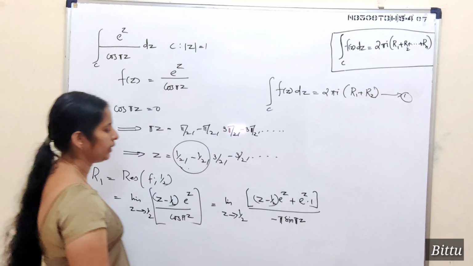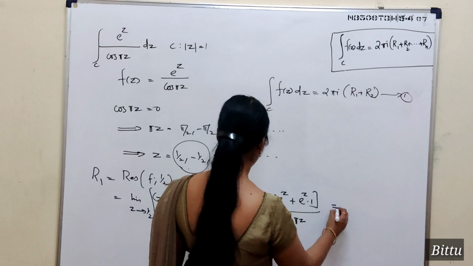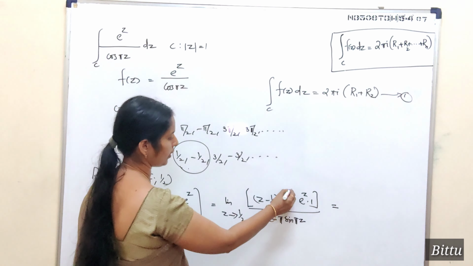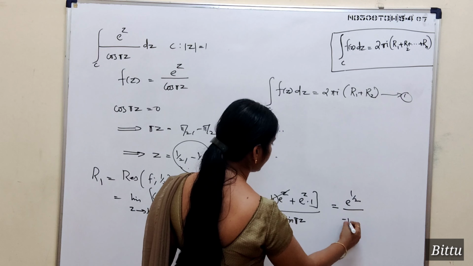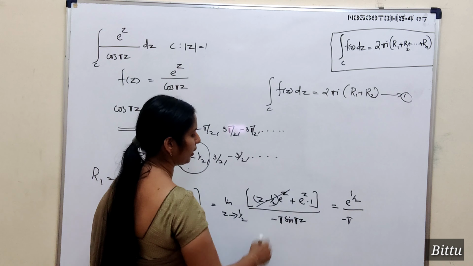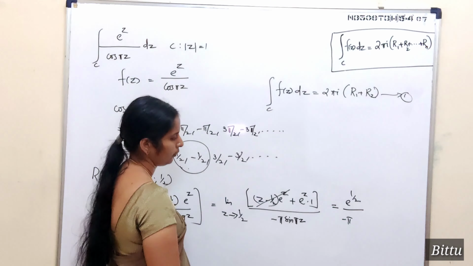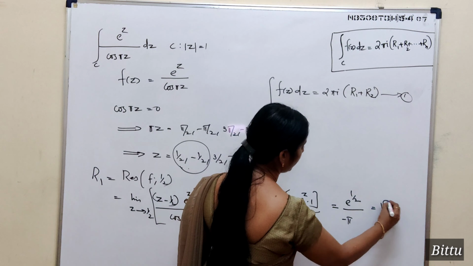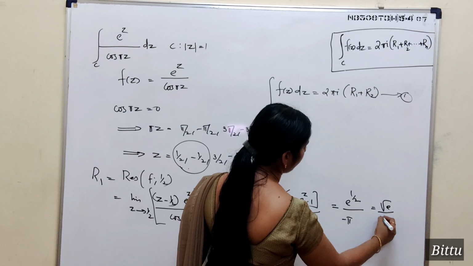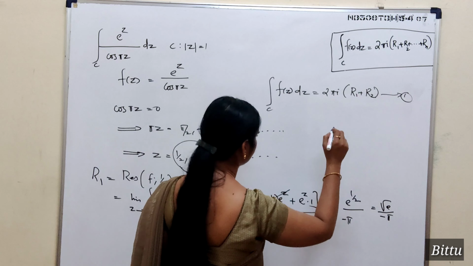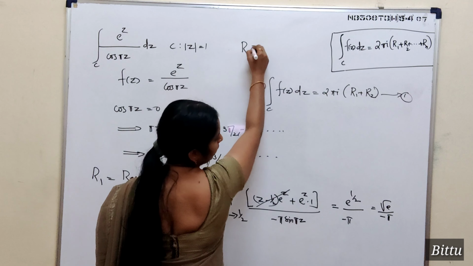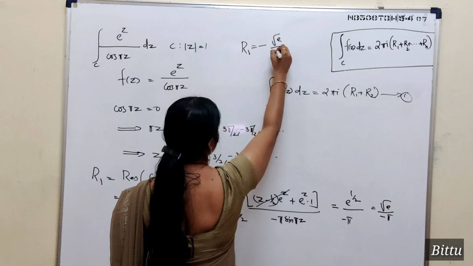Next you put z equal to half. When z is half, this term will be 0. So e raised to half by minus pi into sin pi by 2. Sin pi by 2 is 1. So the answer is root e by minus pi. So we have R1 is minus root e by pi.